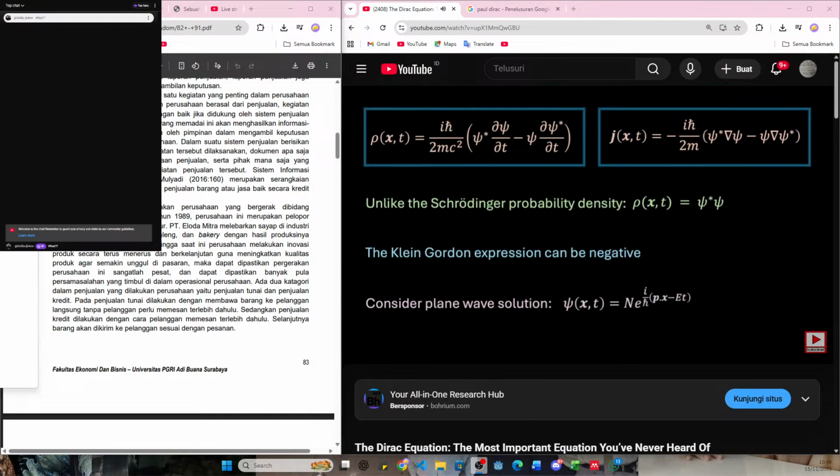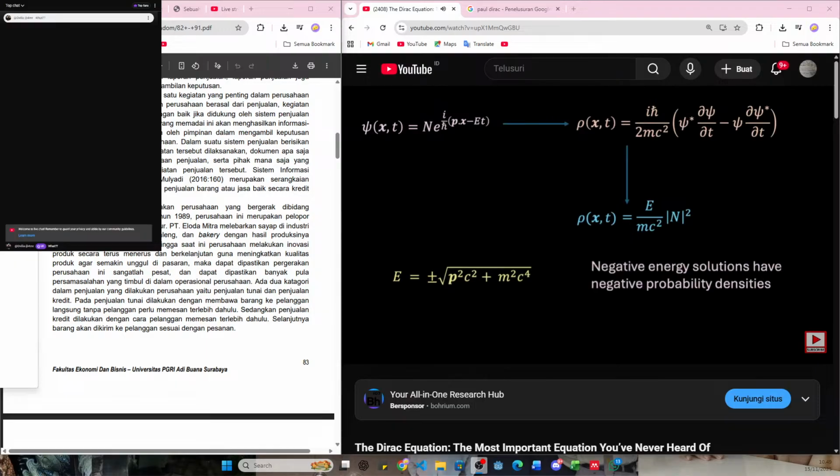Of the following form. If we sub this wave function into the Klein-Gordon probability density and simplify, we find the following result. And so we see that the probability density is proportional to the energy of the particle. And as we've already seen, the energy is given by the following expression, which includes negative energy solutions. And this then implies that the negative energy solutions have negative probability densities.